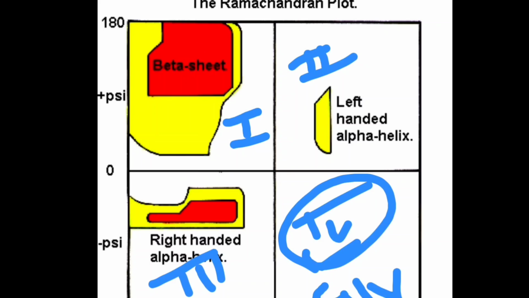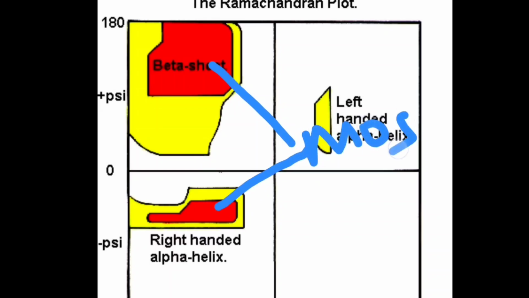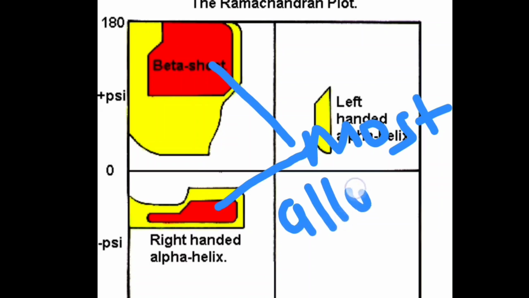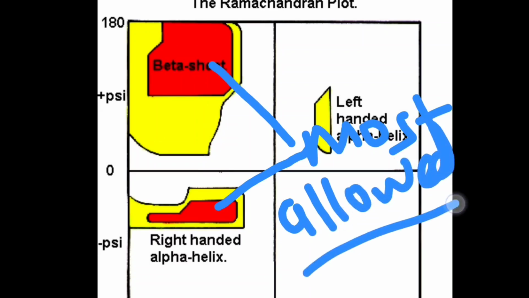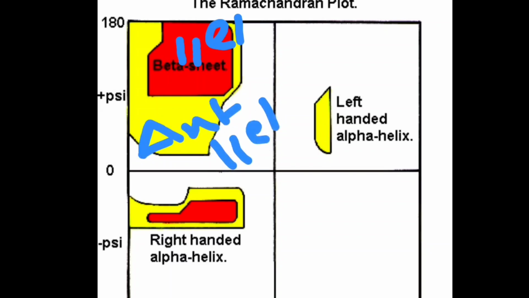Now, the most allowed one is called the red region. This one and this one are the most allowed. These have beta sheets, or specifically, this one has a parallel beta sheet, and this yellow one has an anti-parallel beta sheet.